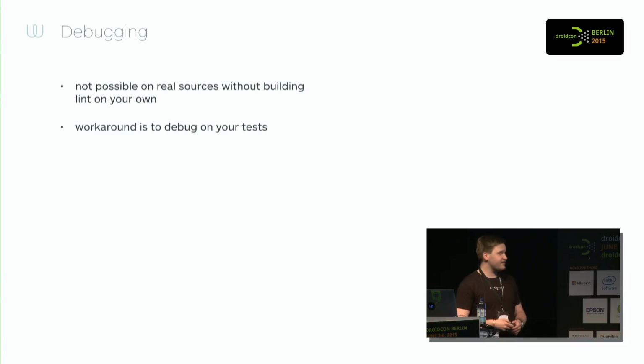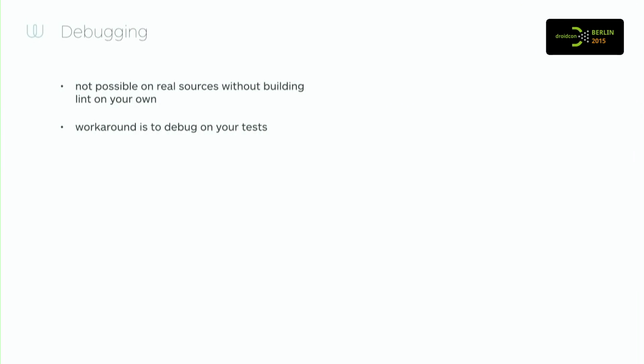And debugging would be also nice. This is unfortunately not possible on the real sources, so with a shipped lint tool within the Android SDK. I guess it should be possible if you build the lint tool completely on your own and then ship it and then debug it. But a workaround is that you debug your tests. In this way, you are kind of forced to write tests for your lint checks, because you can specify what you expect there and you can debug it.